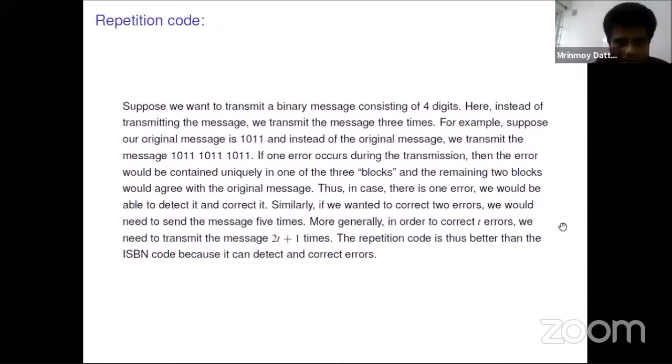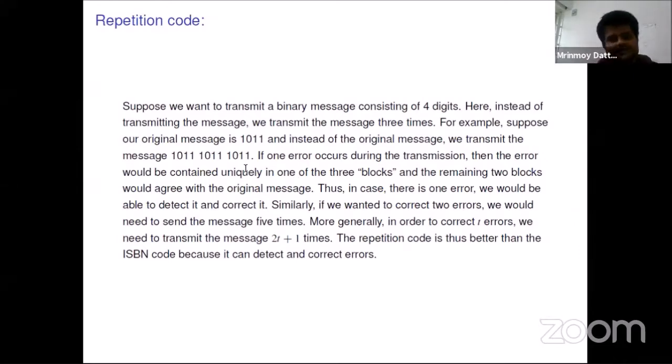So suppose that I want to send a binary message, which is most often what a computer would send to another computer. And suppose our message consists of 4 digits. Let's say our message is given by 1011.